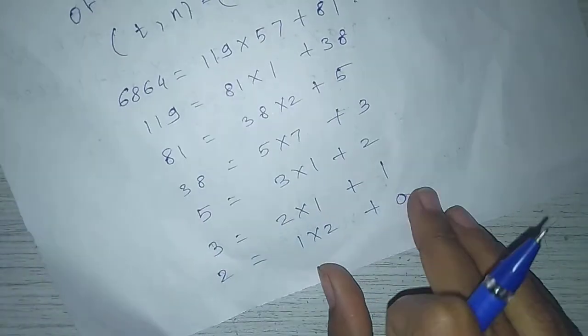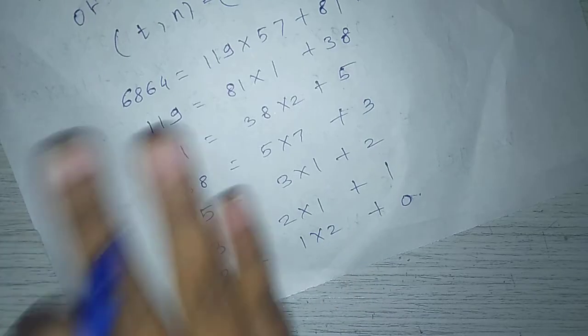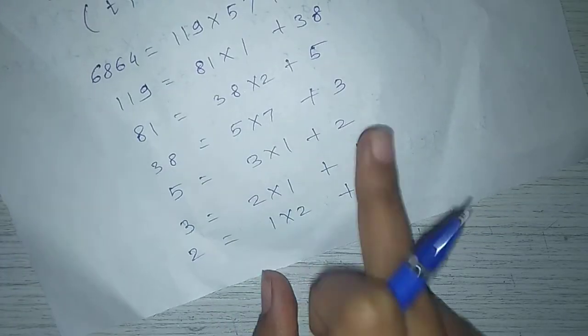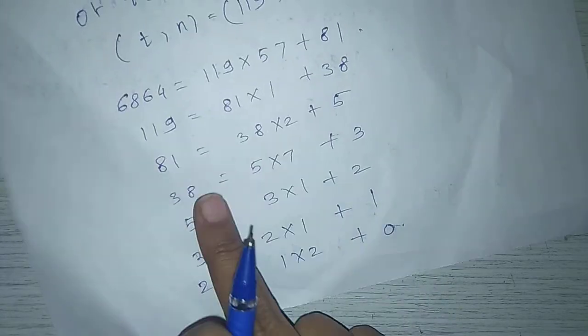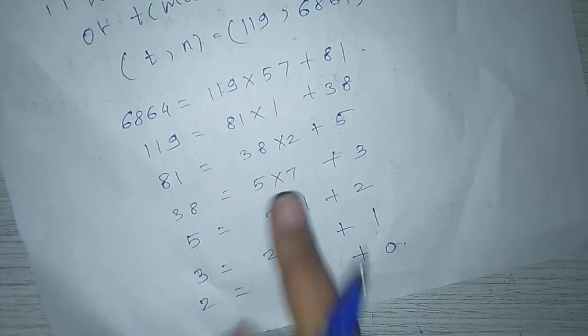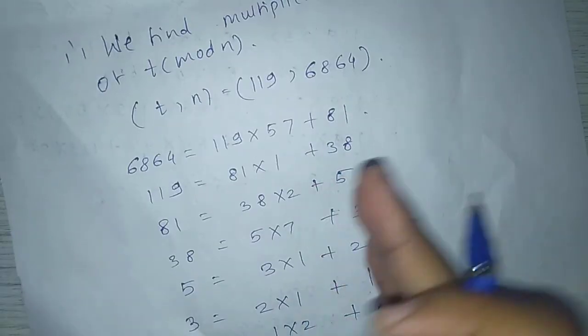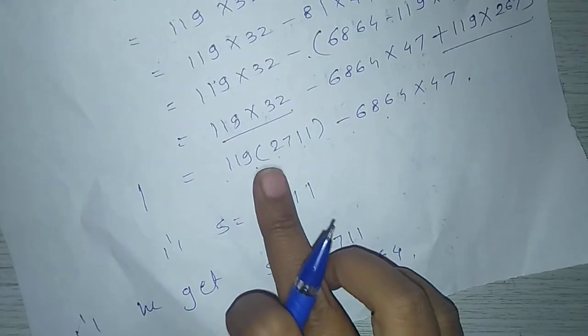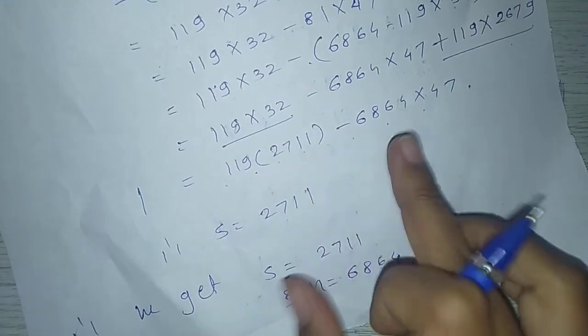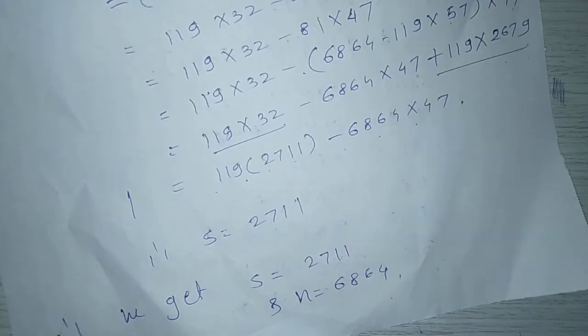Now write 1 as 1 equal to 3 minus 2 into 1. Next, put value of 2, 5 minus 3 into 1. Next, put value of 3, which is 38 minus 5 into 7. Continuing in this way, we get value of 5, 38, 81. After that, we get 1 equal to 119 into 2711 minus 6864 into 47.